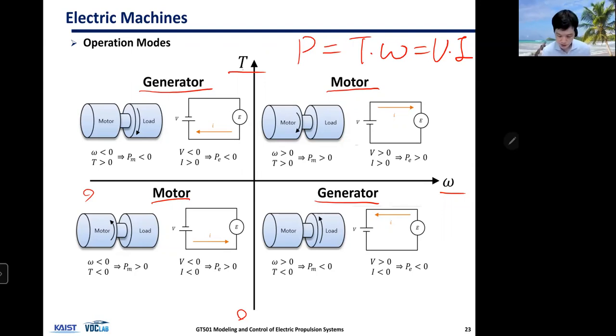So using this equation, you can see what's going on between mechanical power versus electrical power. So let's start with the first quadrant. Let's say in the case of motoring, the motor is rotating in the positive direction, positive speed, and the torque is also applied in that positive direction. And in that case, power is positive, obviously, right?